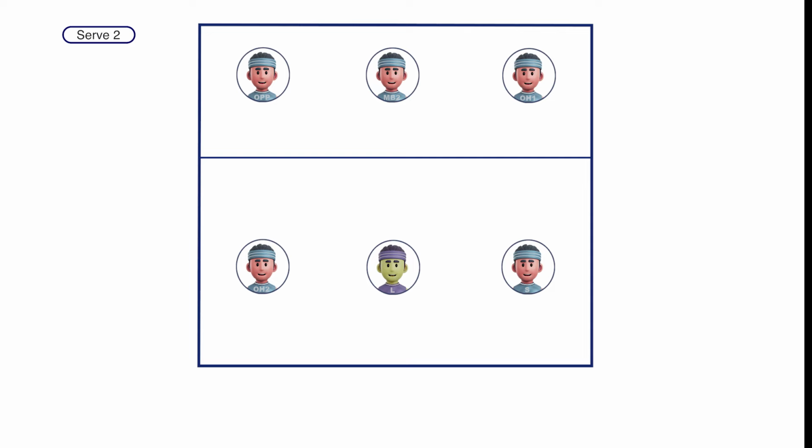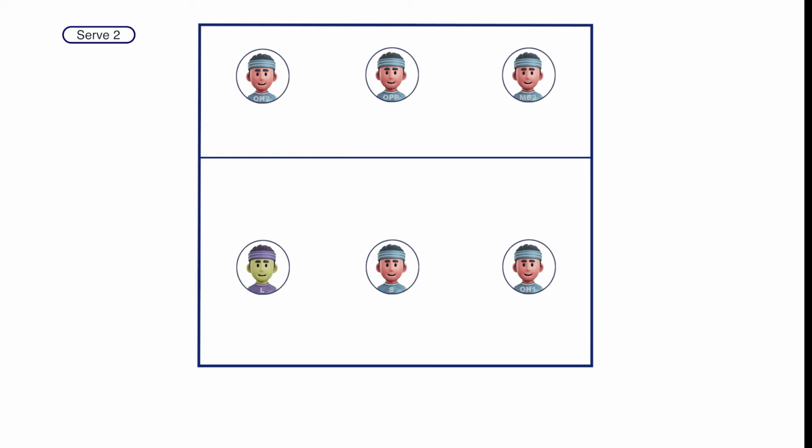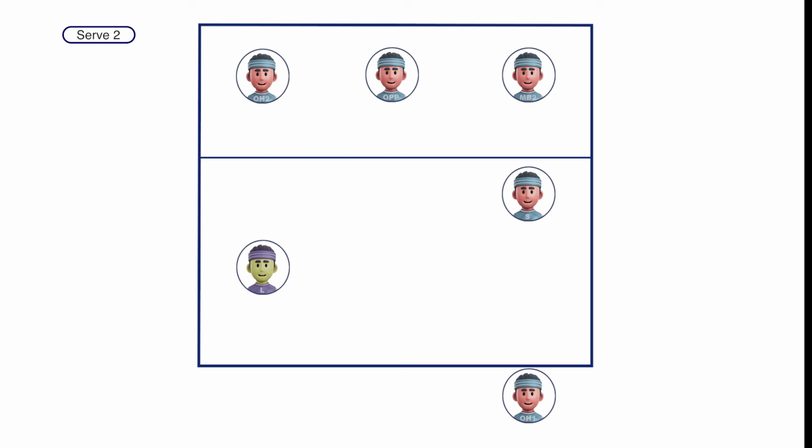Serve 2. After we win the point, and it is our turn to serve, we will rotate positions. This will start rotation 2. Now, the outside hitter 1 will go back to serve. The setter will move to right back, as outside hitter 1 is out of the court, and the libero gets to middle back.